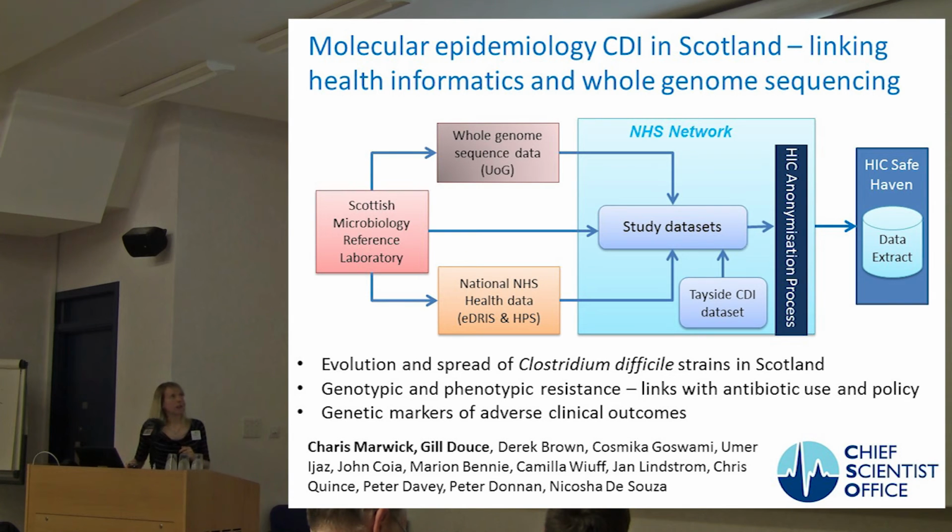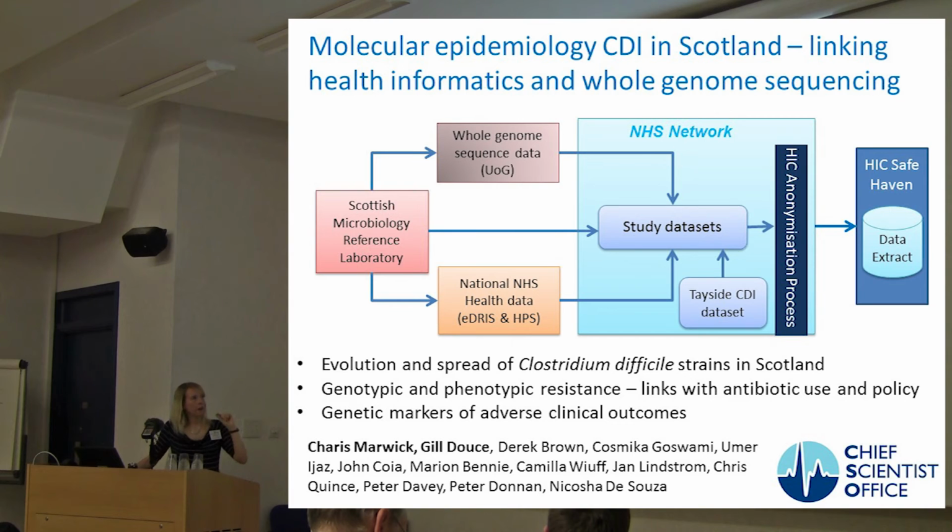diff in Scotland, and this is linking health informatics data with whole genome sequencing. And this is just supposed to show the way that we can link these data and process them in a secure way. So we've identified cases from the Scottish Microbiology Reference Lab. They've sent the bacteria to the scientists at the University of Glasgow, anonymised, with a study number. They've sent the patient details, and the key thing is in Scotland, every healthcare episode has the patient's Community Health Index, or CHI, number attached to it. So you can link across a whole range of data sets by using that unique identifier.